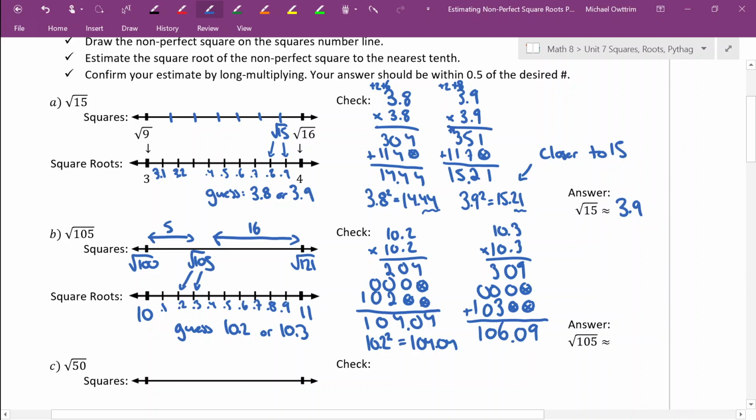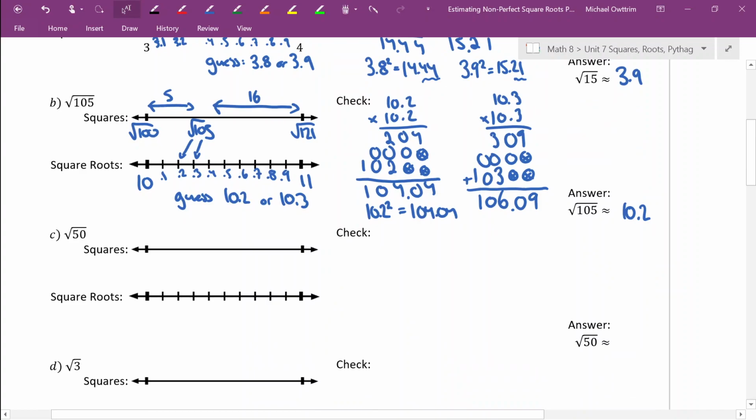This one is off by less than 1. So 10.2 is our better guess. Neither is within 0.5 of our desired number. With larger values like this, that's pretty common. So our best guess is that 10.2 is going to be our square root of 105. And we can continue this process for all of our questions.